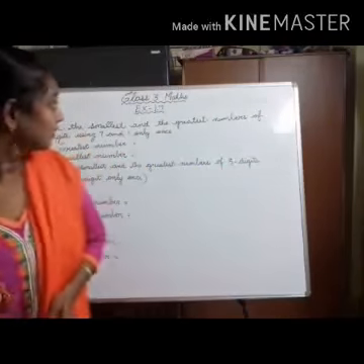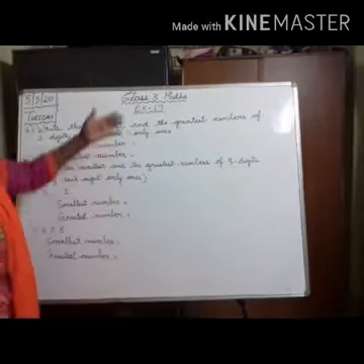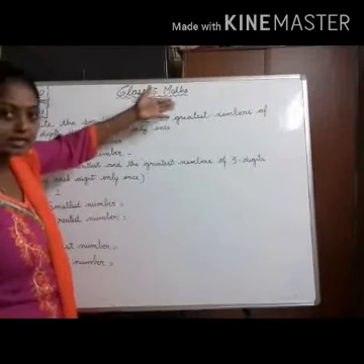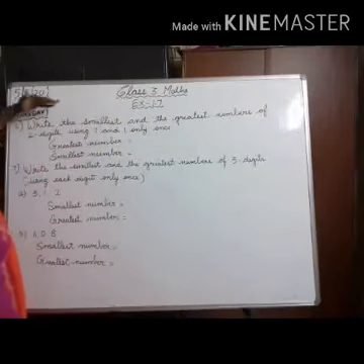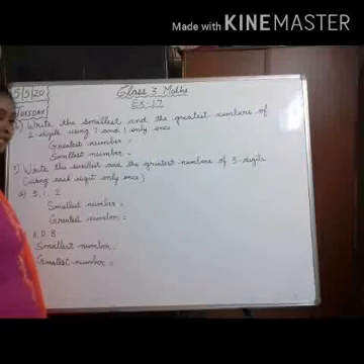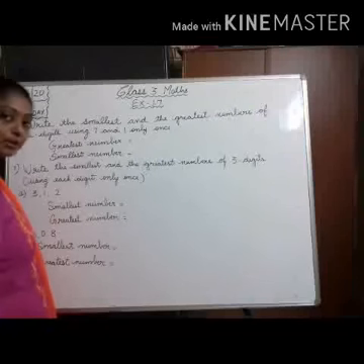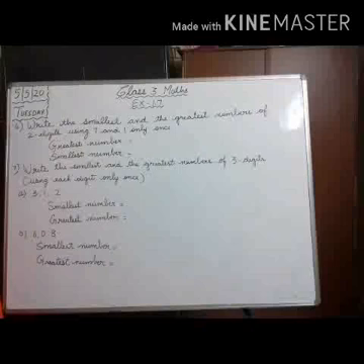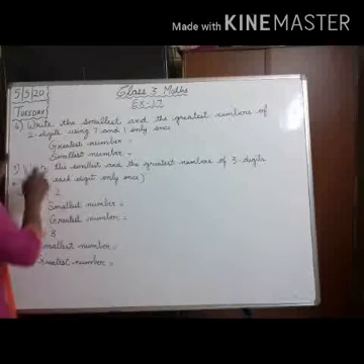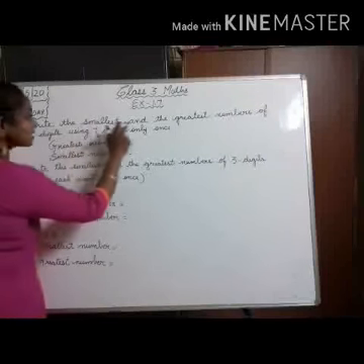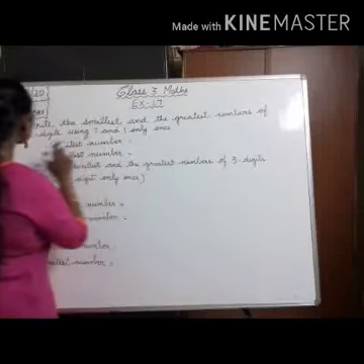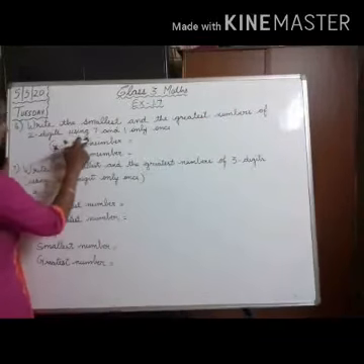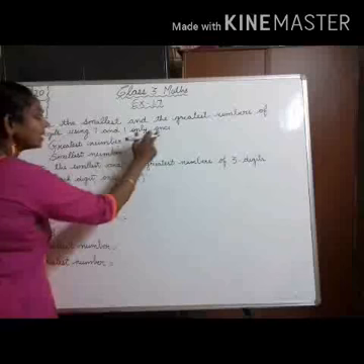Today we are going to continue with exercise 1.7. In the previous class we have done till question number 5. Today we are going to start from question number 6. First, write the smallest and the greatest numbers of 2 digits using 7 and 1 only once.